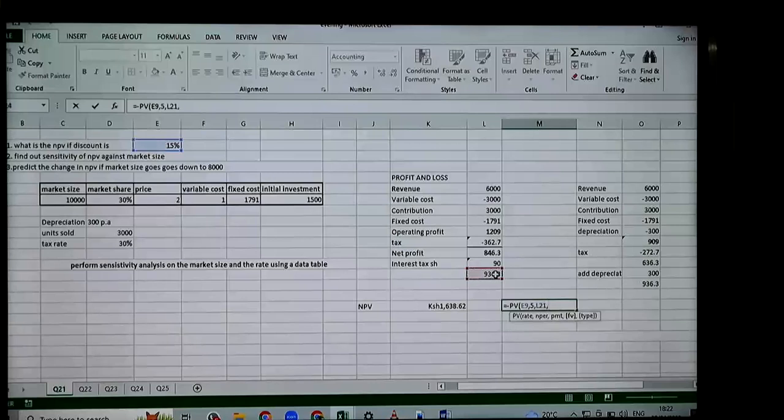You press comma, and the future values, we don't have the future values. You also press comma. Then the type, because if we've not been told the type, we always assume the type is at the end of the period. So we'll press 0 and we close our brackets. Control Enter.